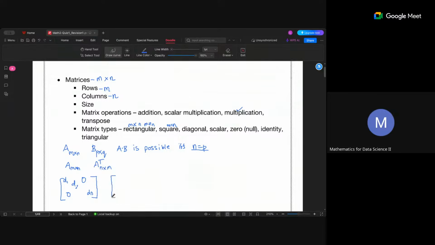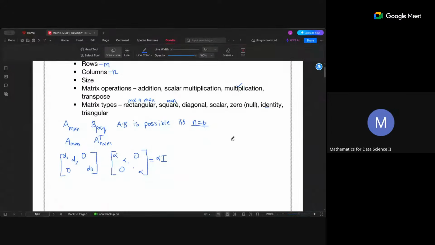And what are scalar matrices? Scalar matrices are nothing but all the diagonal entries are the same. So these are also diagonal matrices, and we can write it as alpha times the identity matrix, right? So this is the identity matrix we are talking about. And zero or null matrix can be of any order. It can be rectangular, square, or anything where all entries are 0, right?